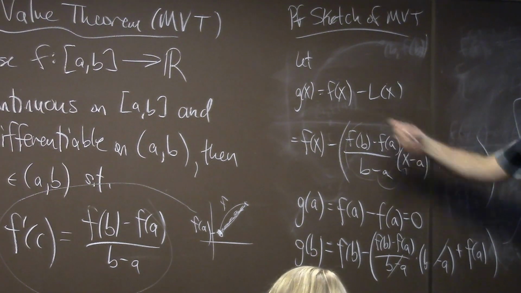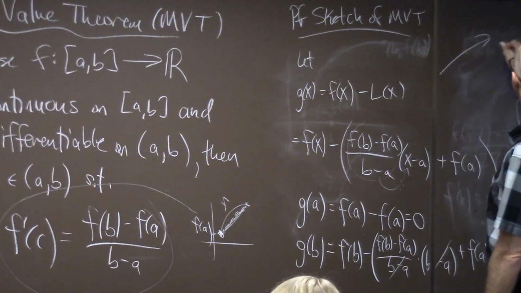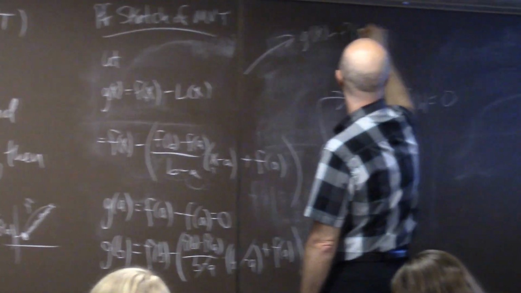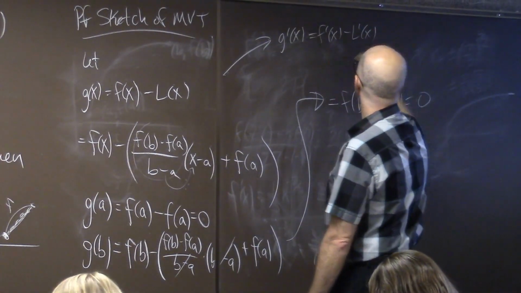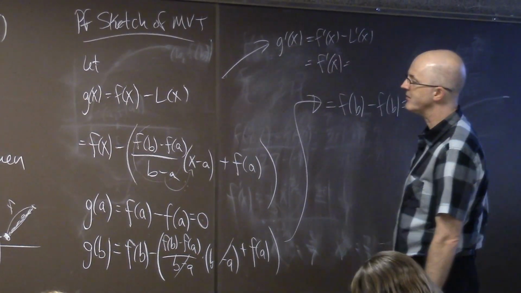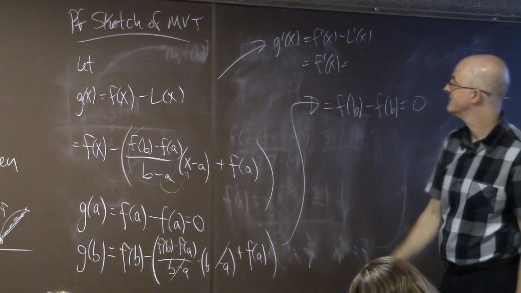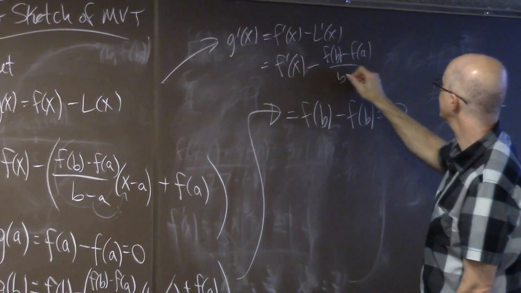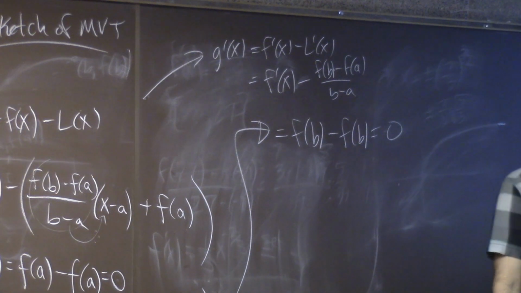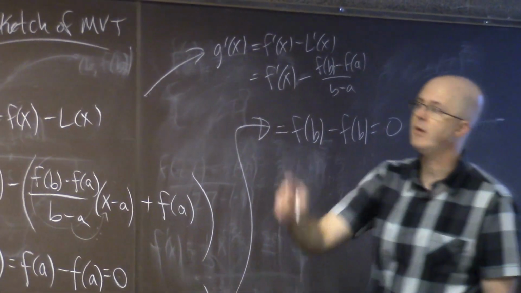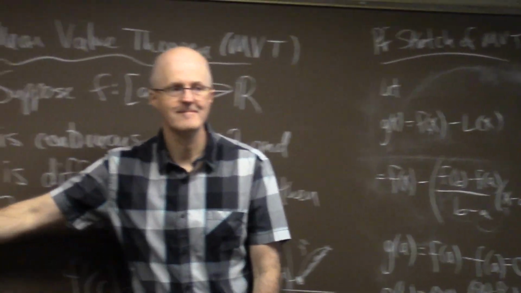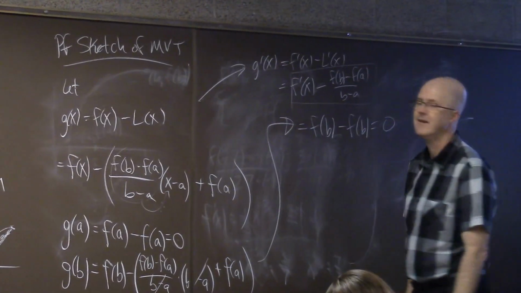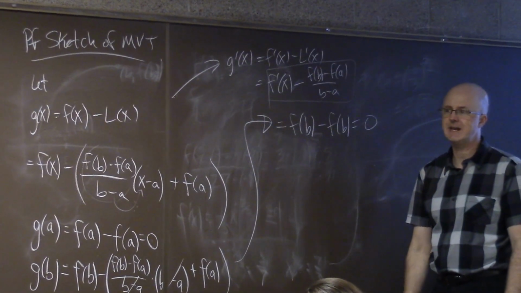Well, you can relate the derivative of g to the derivative of f. g prime of x will be f prime of x minus L prime of x. But L prime of x is easy. It's a linear function. Its derivative is its slope. It's a constant function: f of b minus f of a over b minus a. So by saying g prime of c equals 0, from Rolle's theorem, g prime of c will be 0. That means at c, this will be 0. And I hope you can see it in your mind's eye without me writing it down. That would imply that this is true at that value of c.